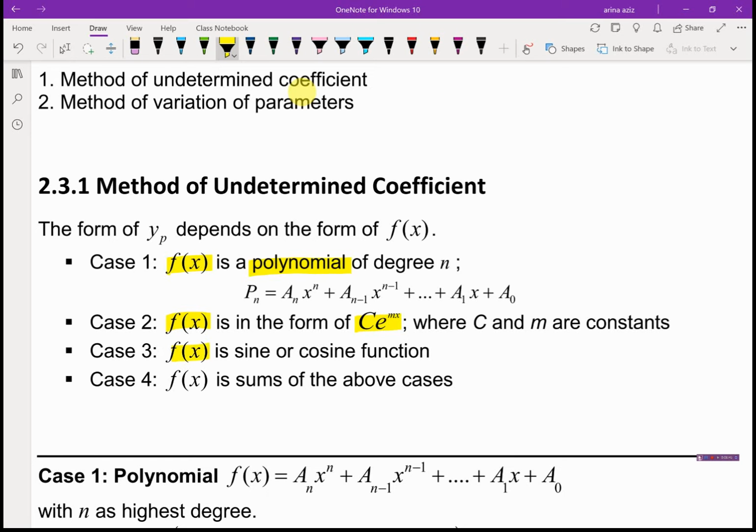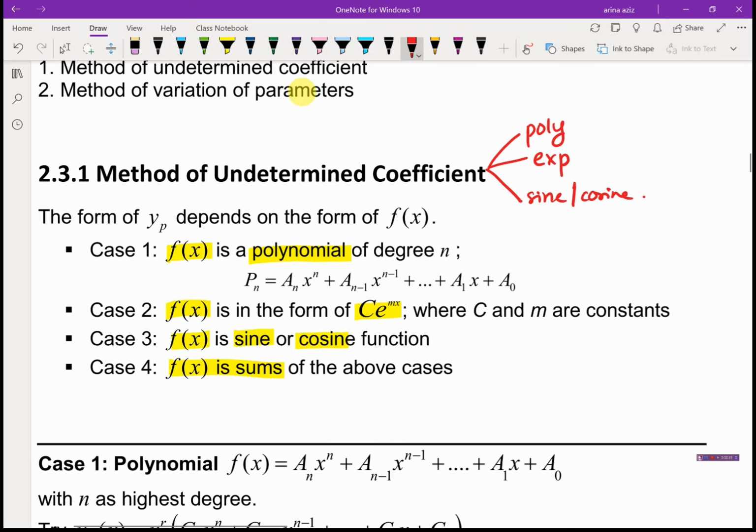The third case is when f(x) is either sine or cosine. Tangent is not included here. And the fourth case is if f(x) is the sum of all the cases that we have above. Remember, for undetermined coefficient, we can use the polynomial, the exponential, and for f(x) sine or cosine. Only for these 3 types of function can we use this method.